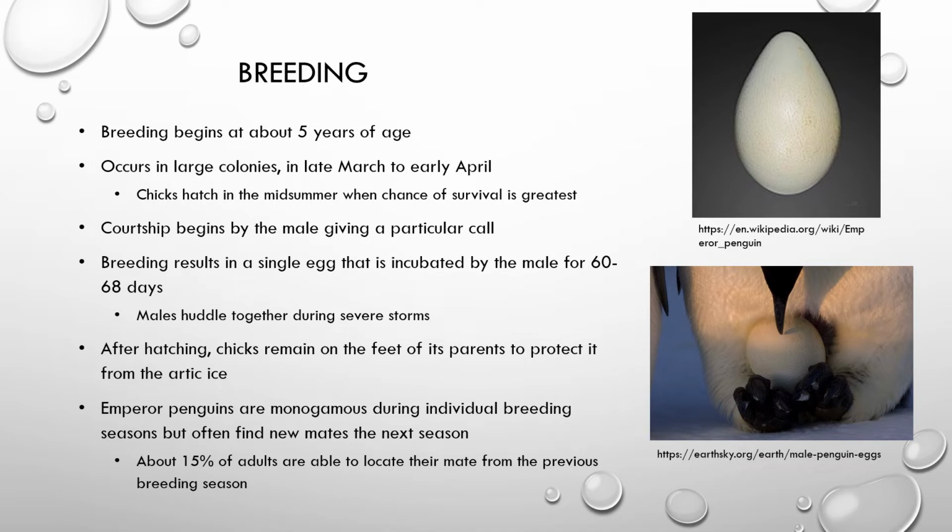During this time, males will huddle together during severe storms to conserve their heat. And then after hatching, chicks remain on the feet of its parents to protect it from the Arctic ice. If the egg or the chick falls from the parent onto the ice, it normally results in death. Emperor penguins are monogamous during their individual breeding seasons, but they often find new mates the next season. However, about 15% of adults are able to locate their mate from the previous breeding season.